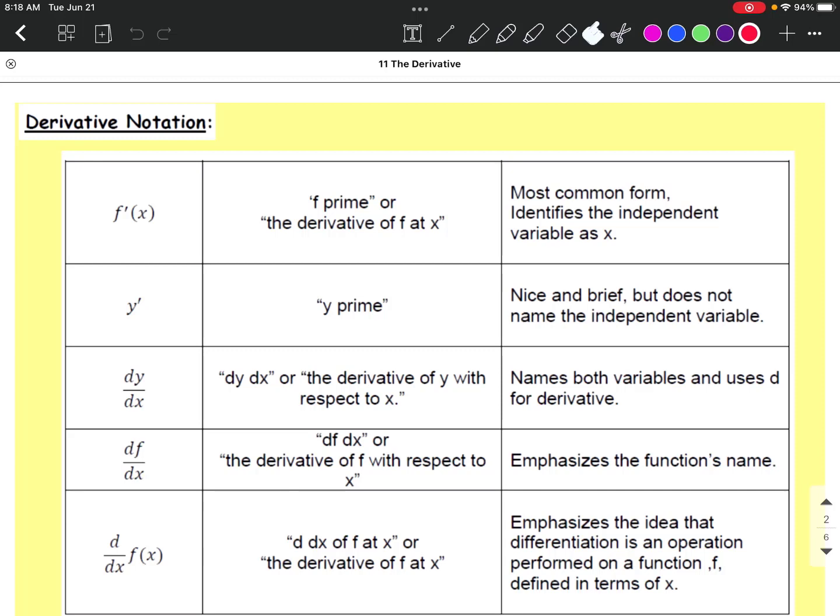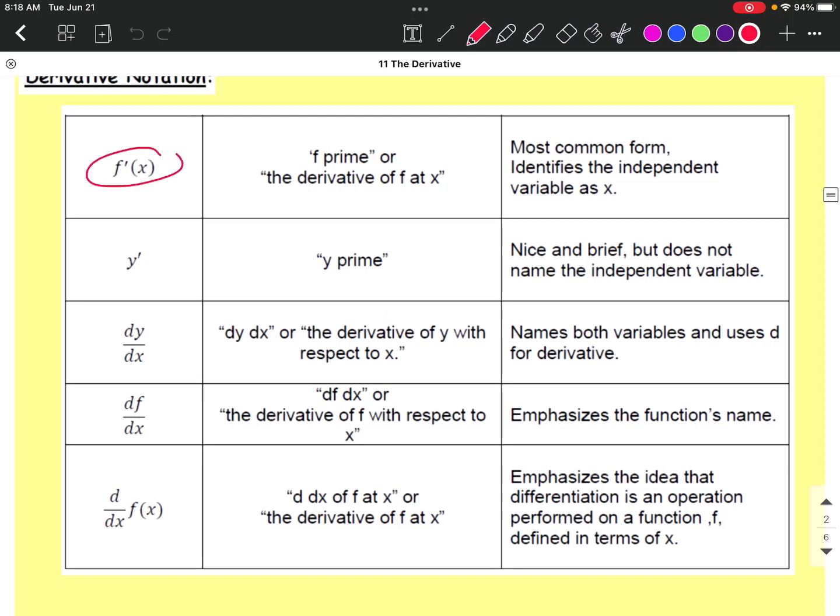Sometimes you'll see y with the prime on it, y prime. It's nice and brief, but it doesn't tell you the independent variable, what you're taking the derivative with respect to. dy dx, or the derivative of y with respect to x, names both variables and uses d for derivative. So it tells you that the dependent variable is y and the independent variable is x. That's the other one I like. You'll find that I tend to use these two forms. Every once in a while I'll use this form when we're learning a rule, okay?